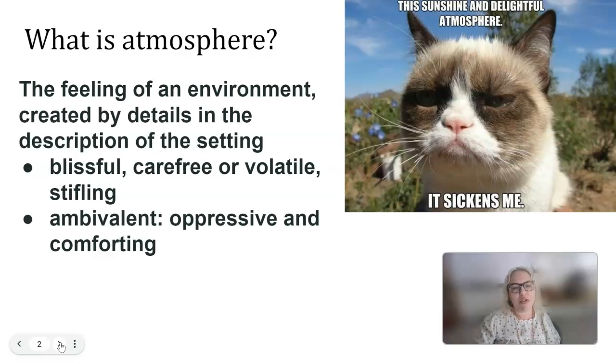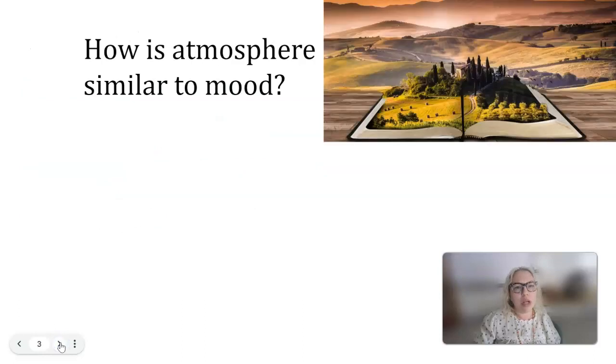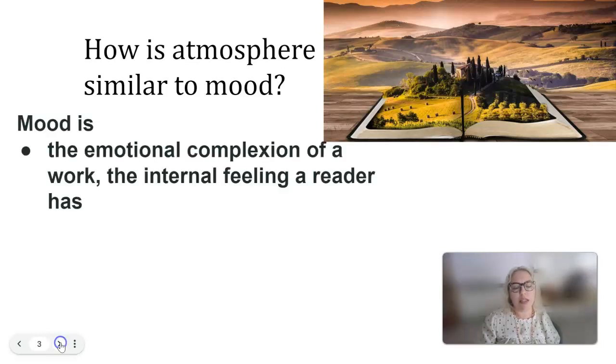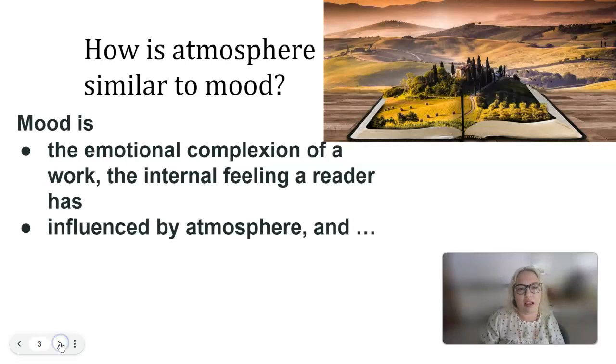Let's talk a little bit about this word mood, okay? Mood and atmosphere are similar. Think of atmosphere as being more focused on setting than mood is. Mood is bigger. And I'll give you a definition here for mood. Mood is the emotional complexion of a work, the internal feeling a reader has while reading the work, and it can be influenced by atmosphere, the way that the setting is described in the book, but it's also influenced by everything else in the book.